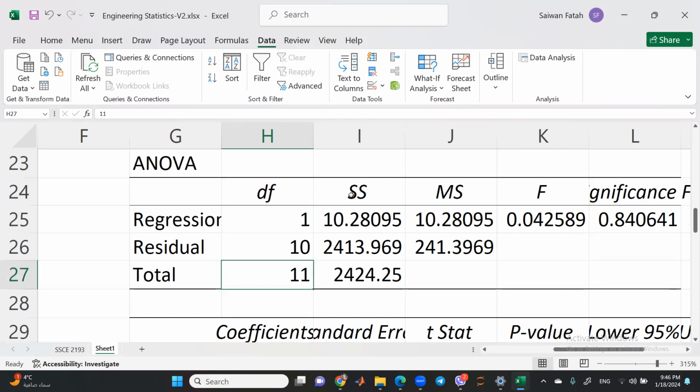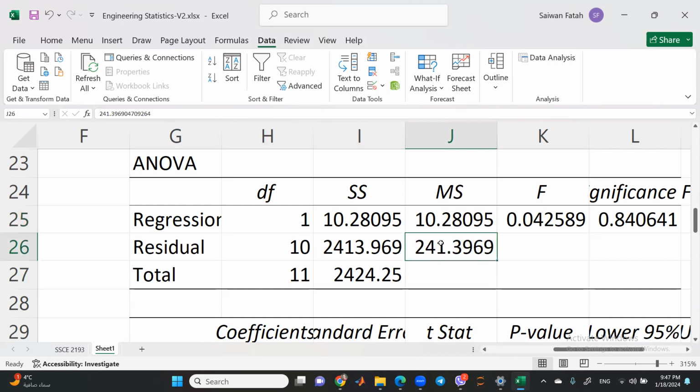Then, here we have SS, sum of squares. This is SSE. This is SSR. I don't know which one is first. Just check this one, okay? I think this one is SSE, and this one SSR, and this one SST. Okay, this is total.